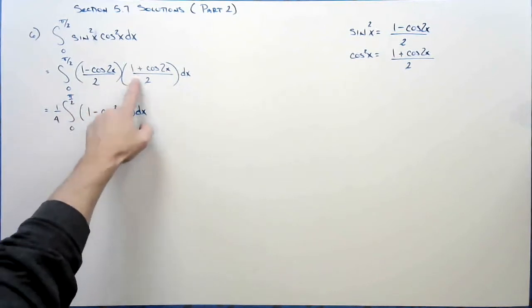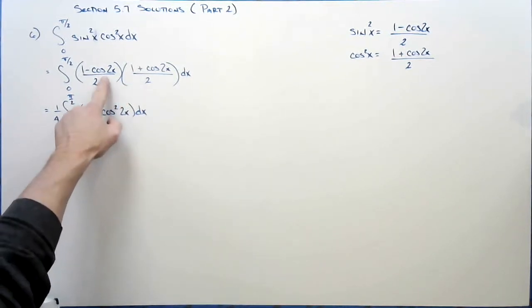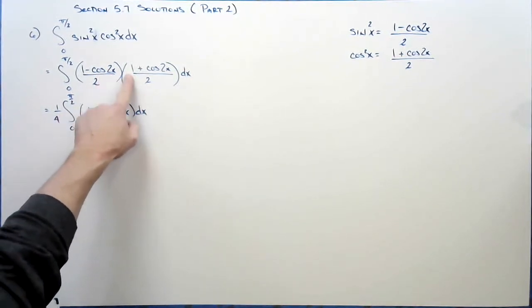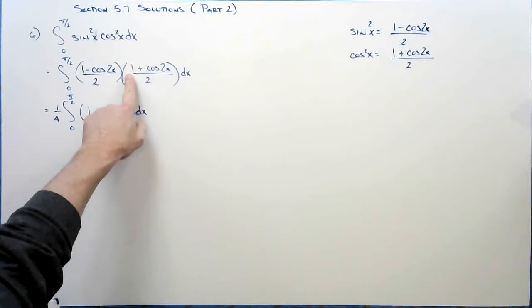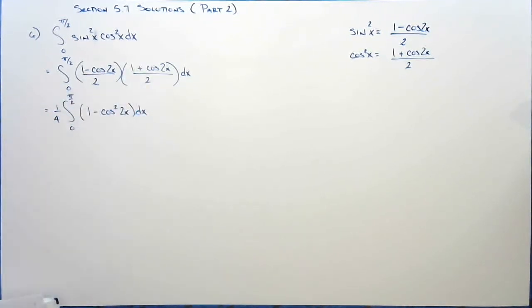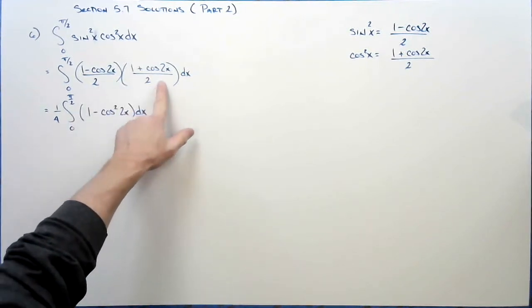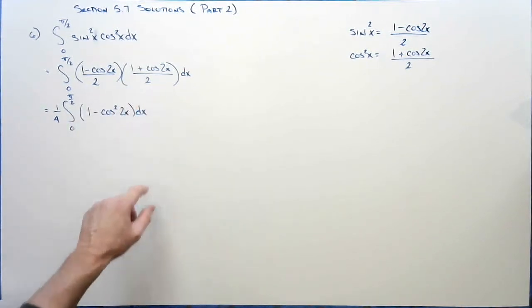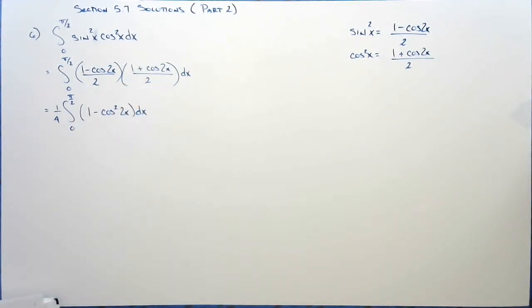So when we FOIL this, we get 1 times 1, which is 1. We get negative cosine 2x times 1. We get plus cosine 2x times 1 because it's positive cosine 2x. Those cancel. Cosine 2x times cosine 2x can give us cosine squared 2x. So this is the integral that we have after our substitution.